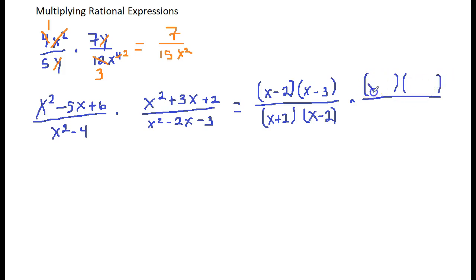I'm going to have an x and an x. Everything's positive, so plus, plus. Numbers that multiply to give you 2, but add to 3 are 2 and 1. So 2 times 1 makes 2. 2 plus 1 makes 3. And then let's factor our denominator.